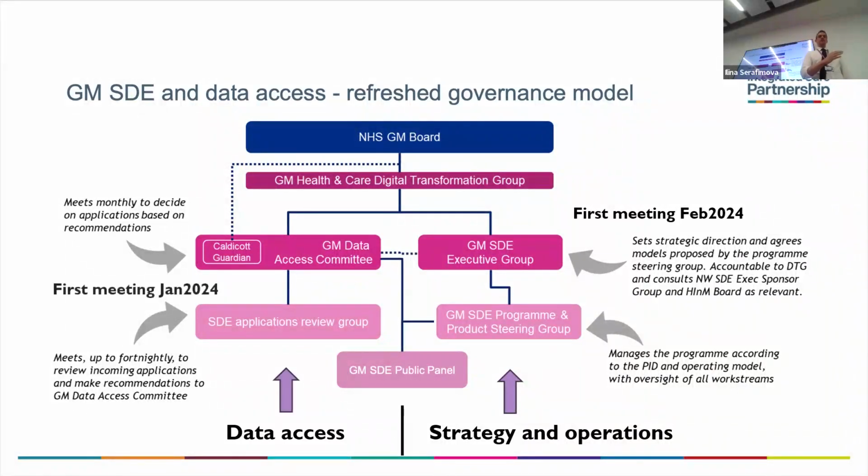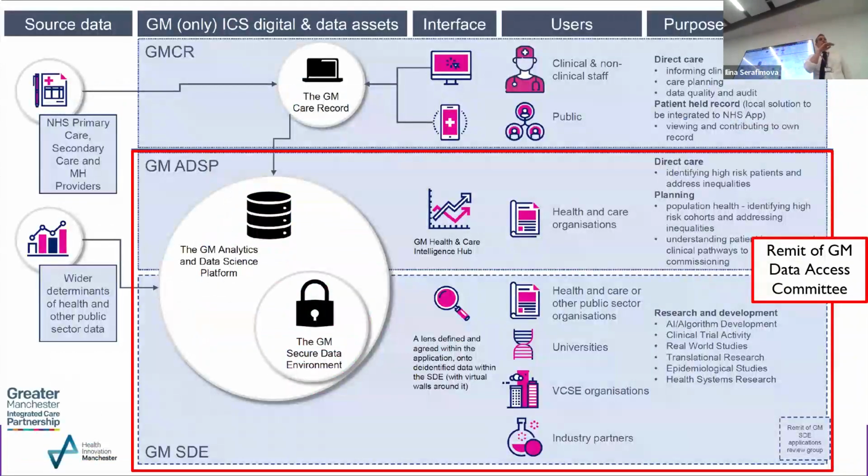And then on the left-hand side, separated from that, is the data access processes, and those committees are now being established and working out what is the application form that you would need to submit if you wanted to access this data. Sorry, let me just go back. So you can see that there are two data access groups here, one called the Data Access Committee and one called the Applications Review Group. And the reason there's two data access committees is, as we said, that there are these three tiers of data. So the top tier of data here is the GM care record. So that's for direct care purposes.